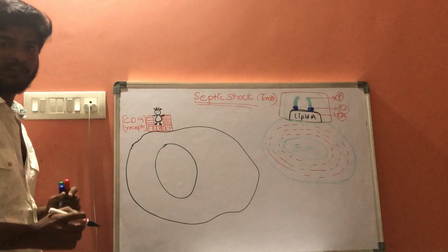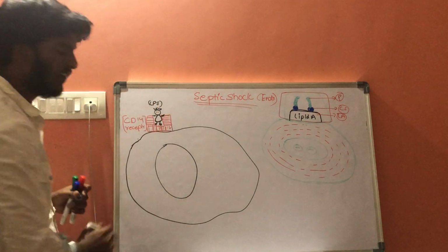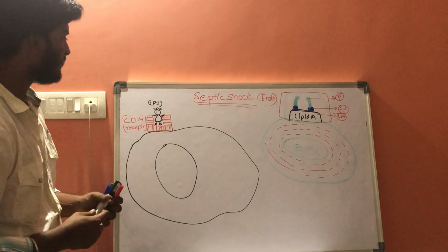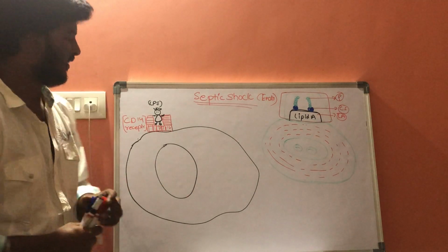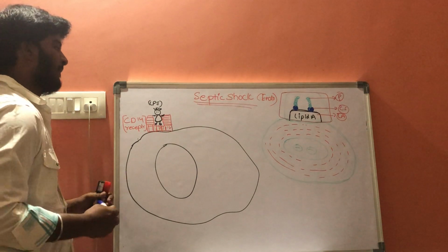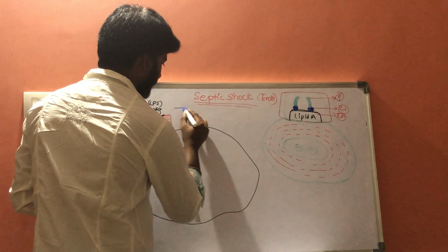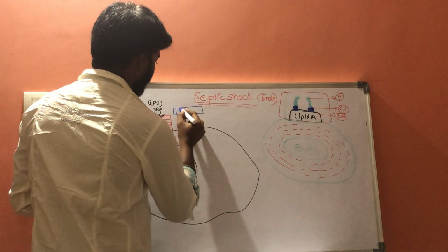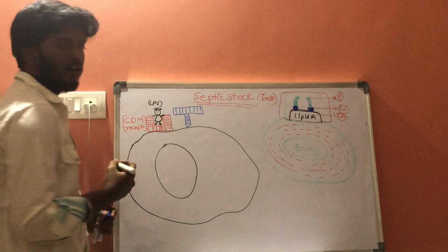Let us consider this is lipopolysaccharide. It will attach to the CD14 receptor, which is present on the macrophage. Whenever lipopolysaccharide is attached to the CD14 marker, it will activate another special type of receptors on the surface of macrophage. Let us consider these are the toll-like receptors.